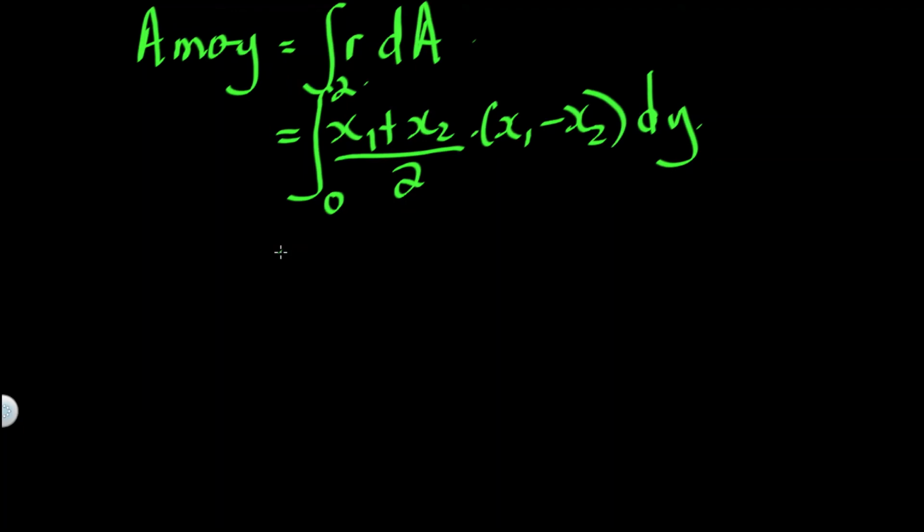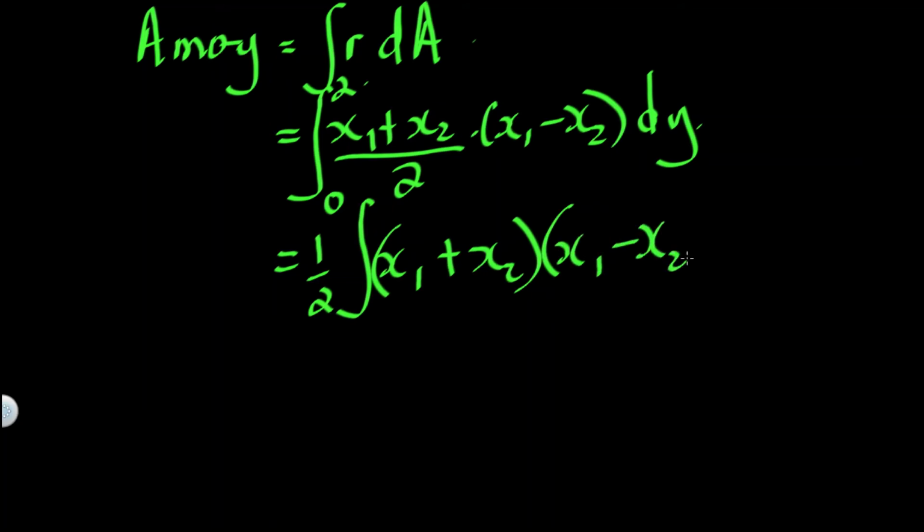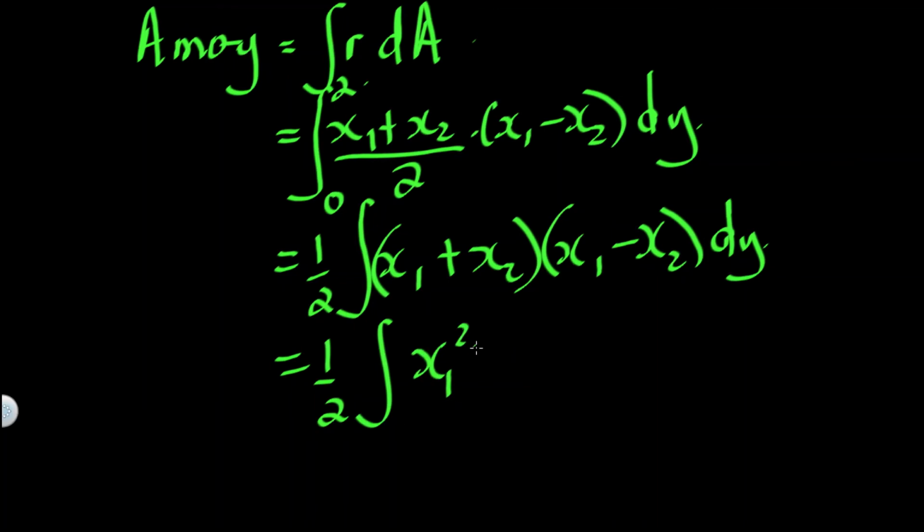Now, from here, I can take out half. I will take 1 over 2 outside. So this is integration of (x1 plus x2) then (x1 minus x2) dy. But for us to integrate with respect to y, we should also get expressions in terms of y. And if we look at our expressions, they are in terms of x. We want expressions in terms of y. If we do a reverse engineering here, (x1 plus x2)(x1 minus x2) is actually equivalent to 1 over 2 integration of x1 squared minus x2 squared dy from 0 to 2. Yet we know our x1 in terms of y. We also know our x2 in terms of y.